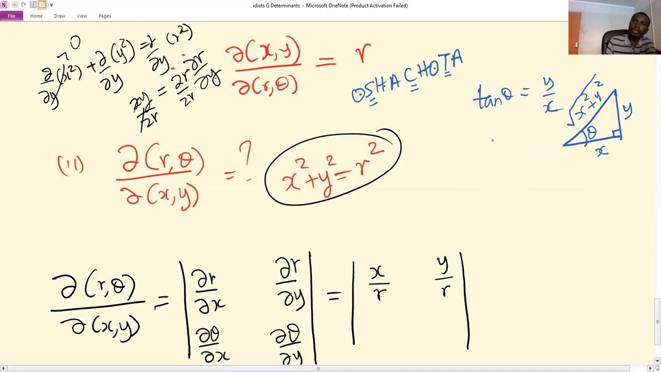Now, to find partial theta, partial x, you apply partial x on both sides. And the assumption is that theta is a function of x and y, or a differentiable function of x and y. So partial x of tan theta equals partial x of y over x.